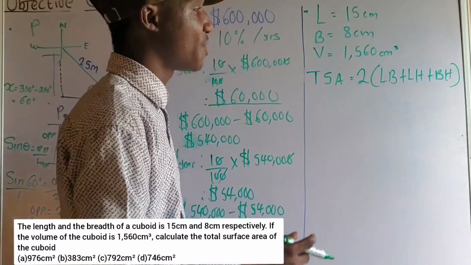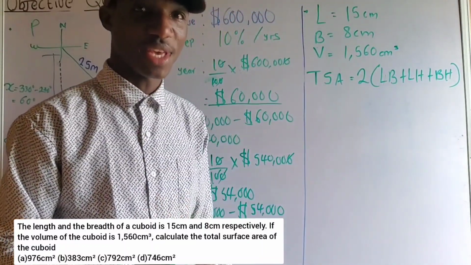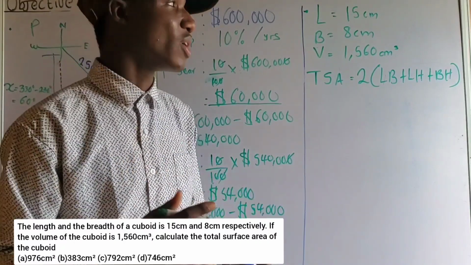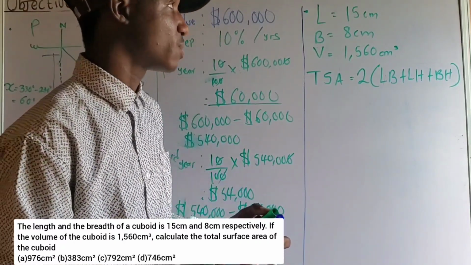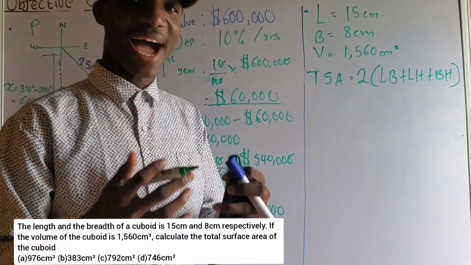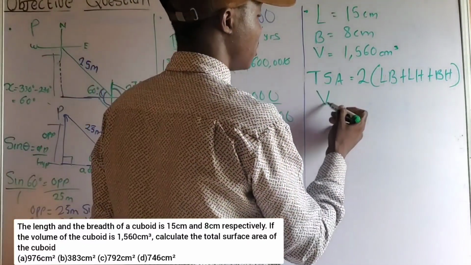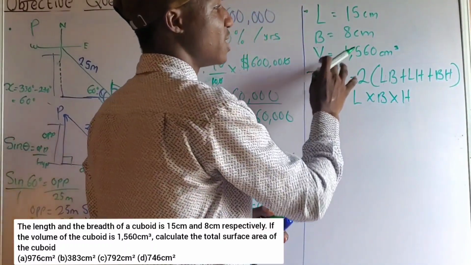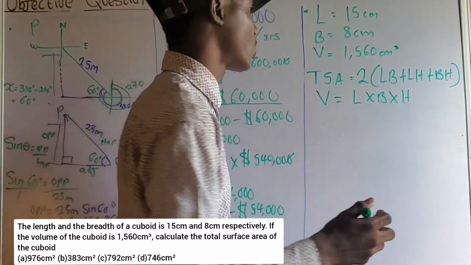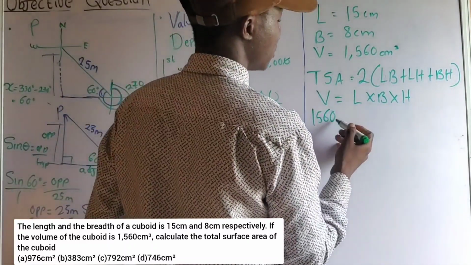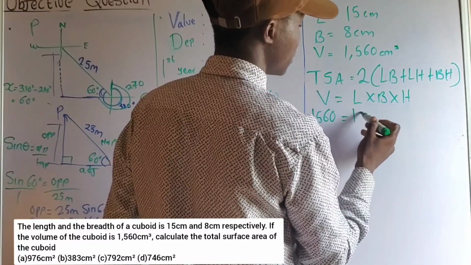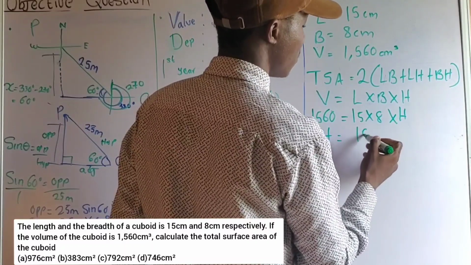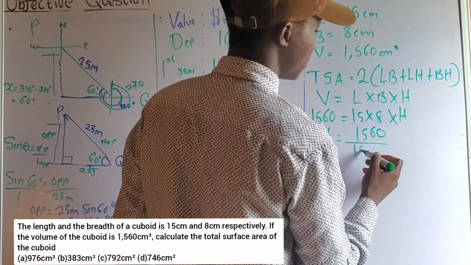Do you understand? Okay, now in this formula, we still need to find the value of the height. So we cannot get the total surface area without knowing the height. Now, we've been given that the volume of the cuboid is 1560 centimeter cube. So we can get the height from the volume, because the volume of the cuboid is equal to length times breadth times height. So 1560 centimeter cube is equal to length, which is 15, times breadth, which is 8, multiplied by height. So the height will be equal to 1560 divided by 15 times 8.